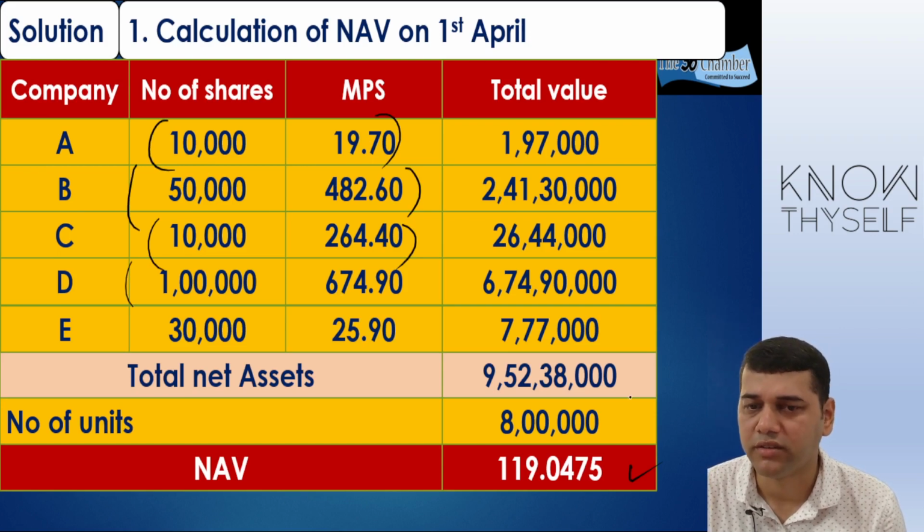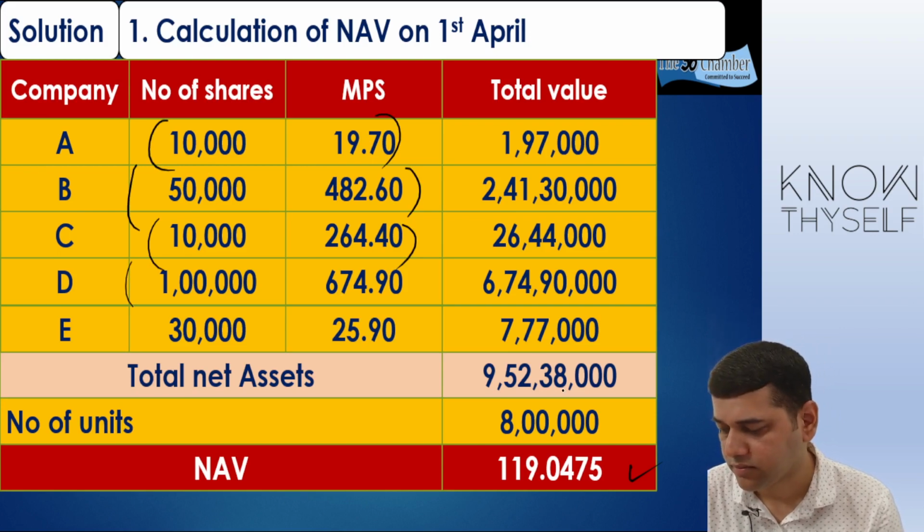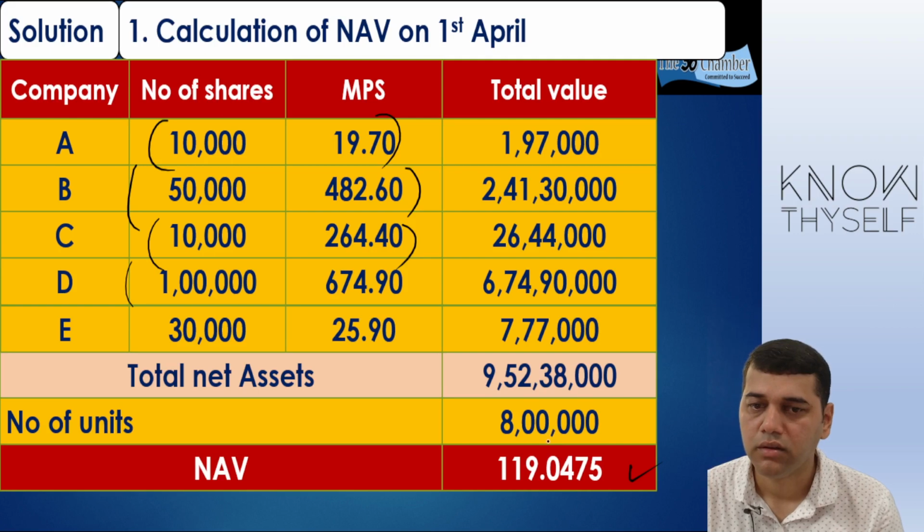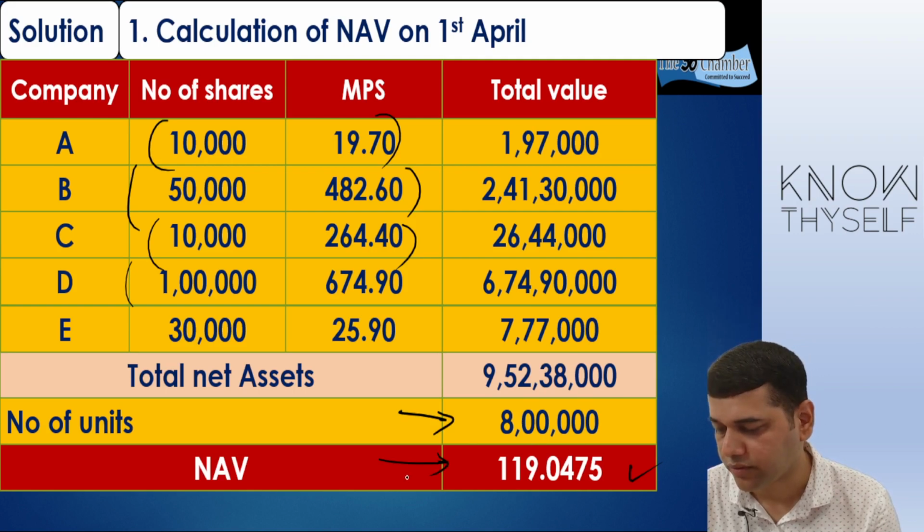So I got total assets 9,52,38,000. Number of units is 8 lakhs which they have given. So my NAV is 119.0475.